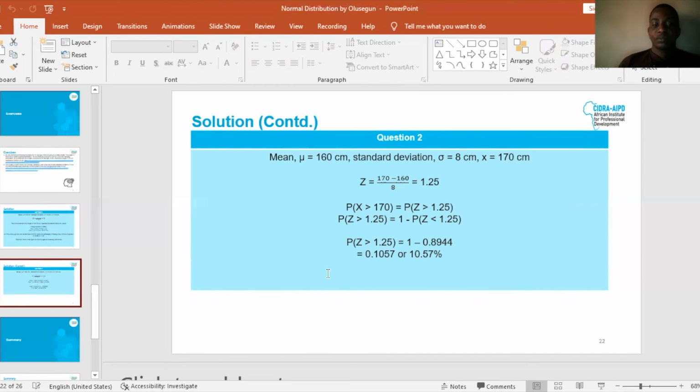0.8944. 1 minus 0.8944 will give us 0.1057, or 10.57%. So the probability of randomly selecting an adult female who will have a height greater than 170 centimeters is 10.5%.